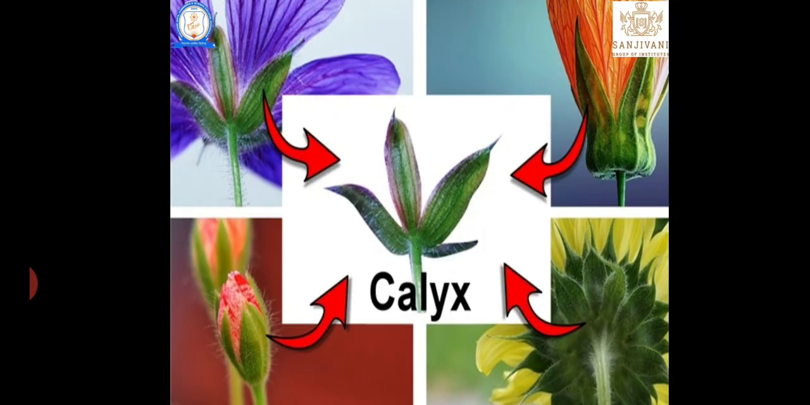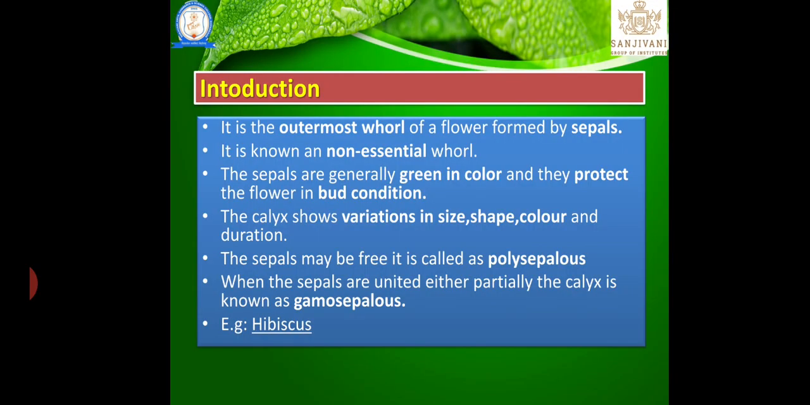Calyx. What is a calyx? The outermost whorl of a flower, formed by the sepals, is known as the calyx. It is a non-essential whorl. The sepals are generally green in color. They protect the flower in the bud condition. The calyx shows variation in size, shape, color, and duration.